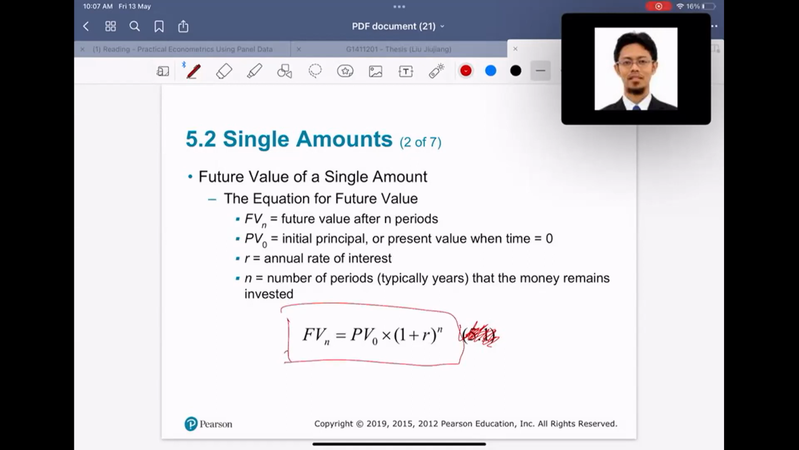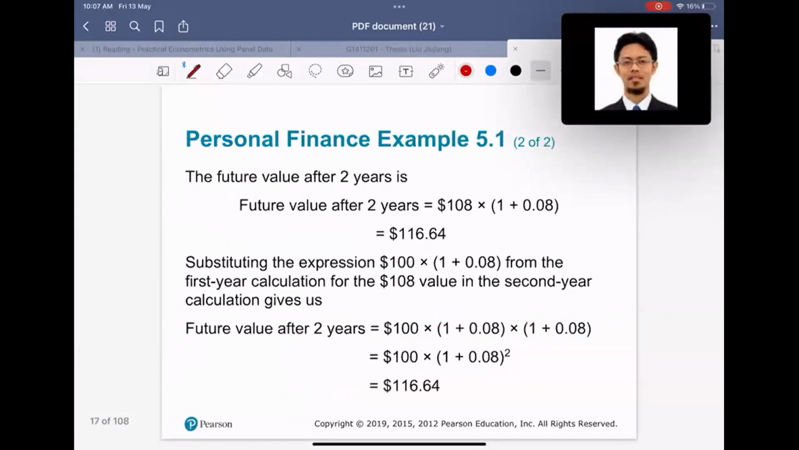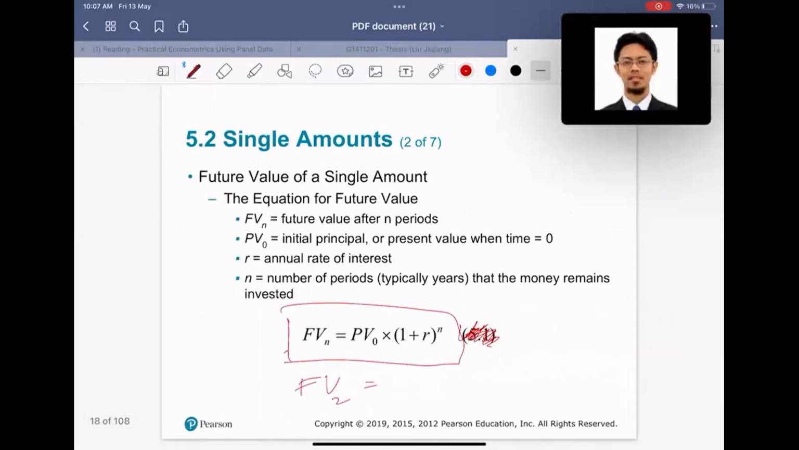So previously, we test future value 2. We find future value 2, right? Your present value is how much? 100. 1 plus R. R is how much? 8%, so 0.08. So 1 plus 0.08 becomes 1.08. Correct? I just write here first, to the power of N. N is 2. Okay, try this.